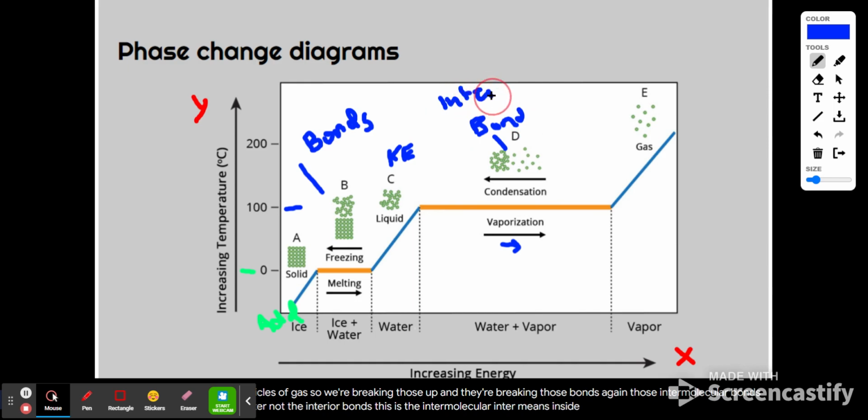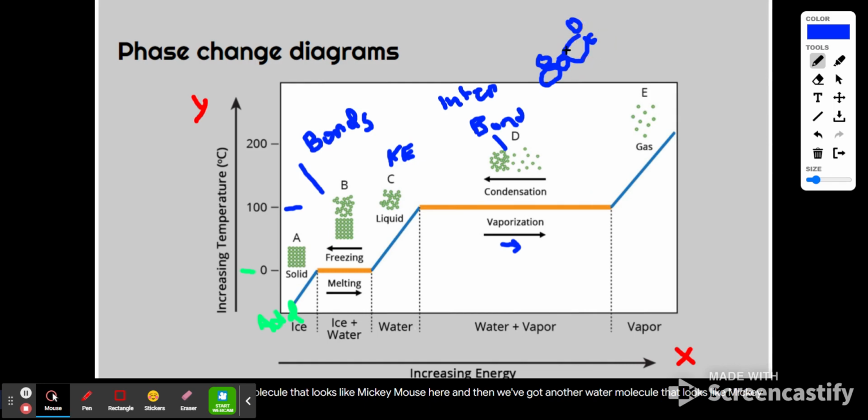Inter means between. So we've got a water molecule that looks like Mickey Mouse here, and then we've got another water molecule that looks like Mickey Mouse, and we're breaking the bonds between those. That's the intermolecular. So that's why this stays at 100.